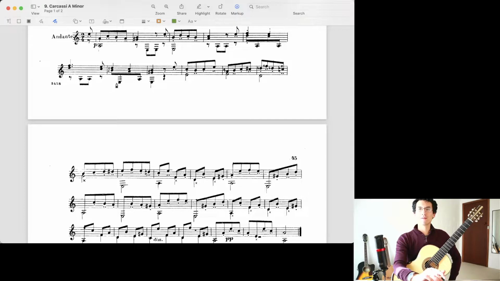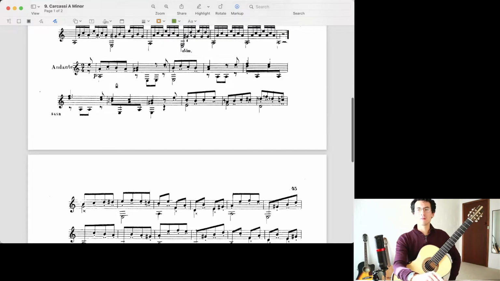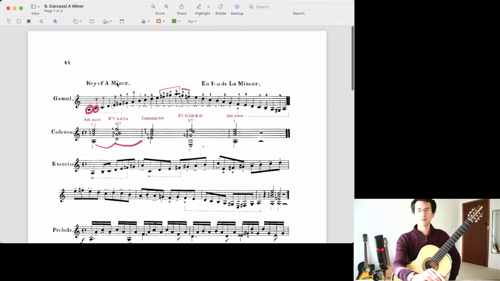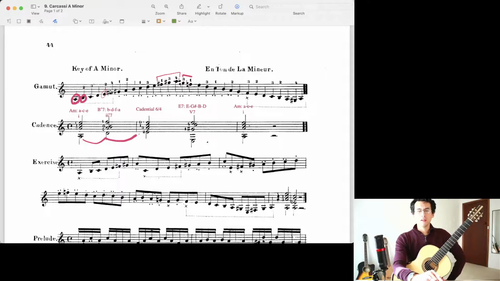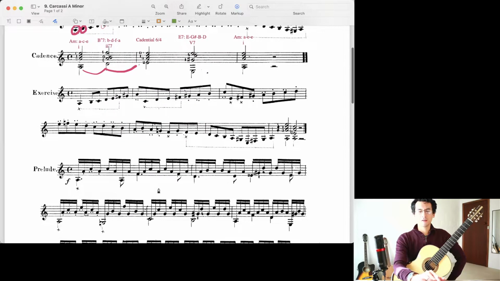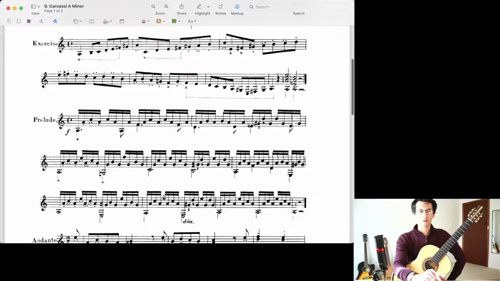So it's been about 5 months since the last walkthrough topic we did. Let's take it where we left off. So we were in the key of A minor. We had a look at the scale, the chord progression here, the prelude. This is basically a chord progression with an arpeggio.